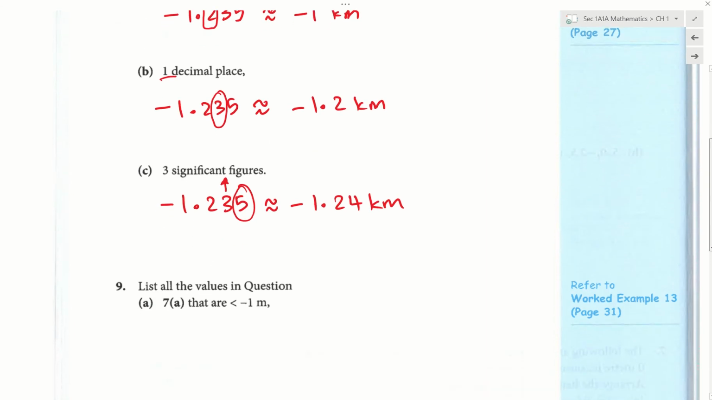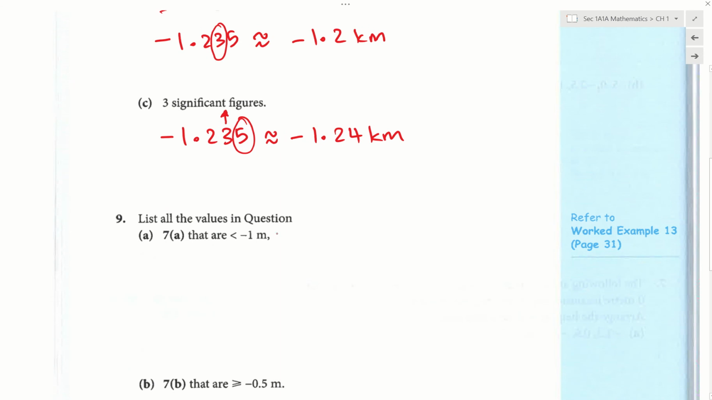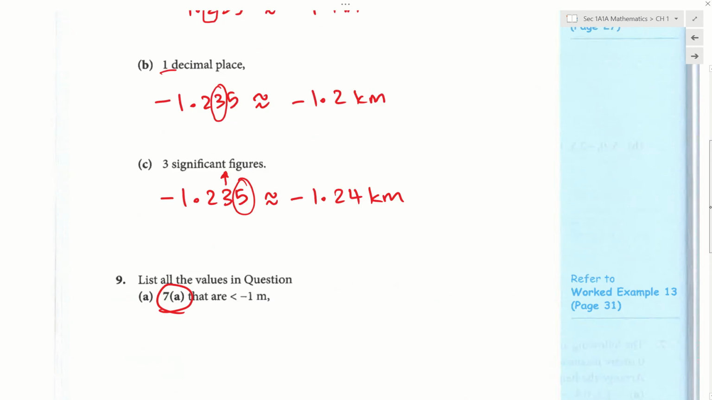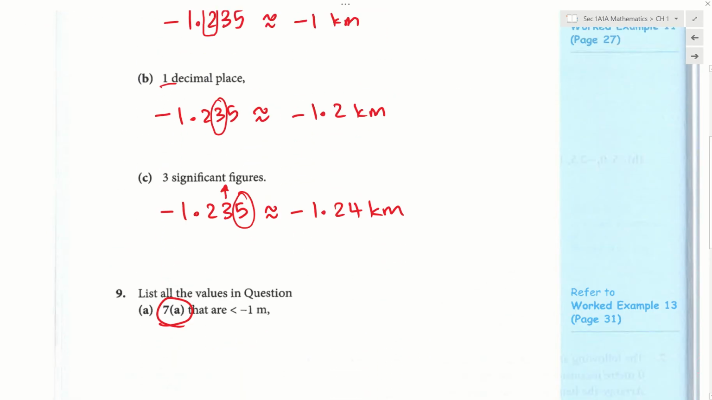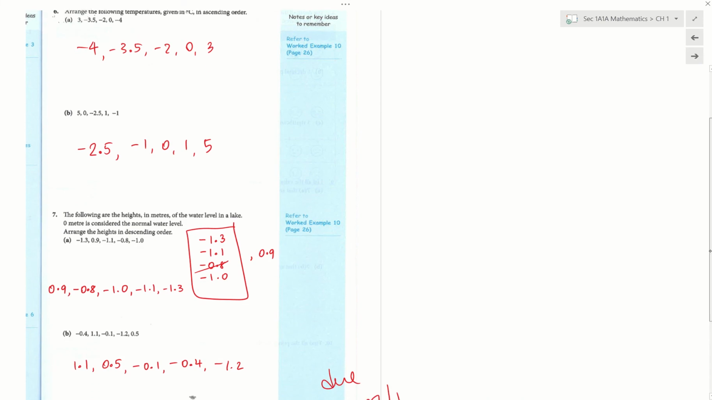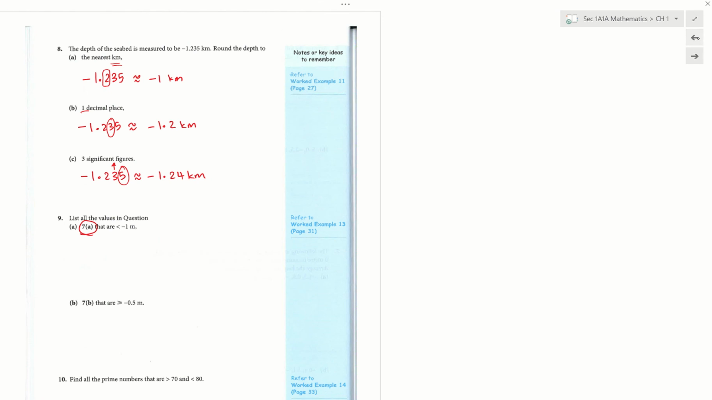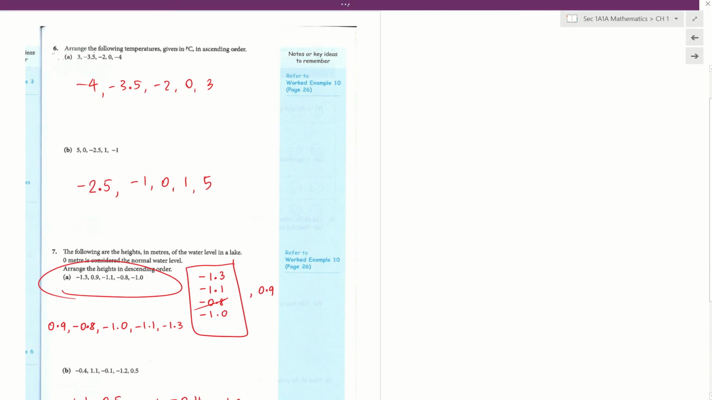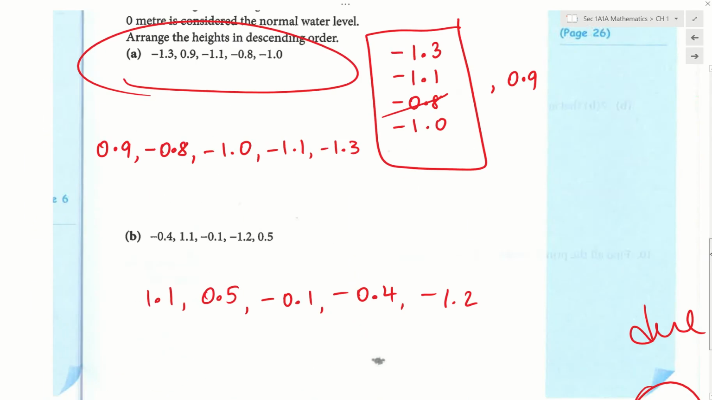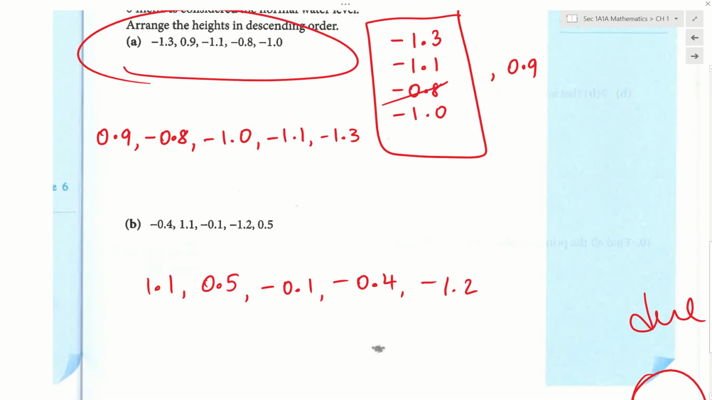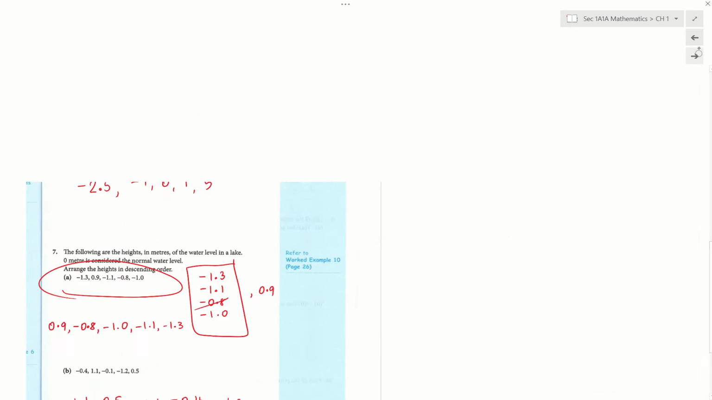Now next question. List all the values in the question. In question 7a, where are the numbers in 7a? We need to go back and find 7a. So the previous page. These numbers. Which numbers are less than negative 1 meter? Negative 1.3, yes. What else? Negative 1.1. So these are the two numbers that are less than negative 1. Negative 1.3, negative 1.1.